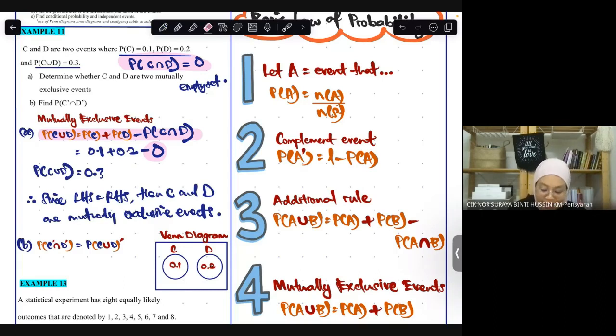Kalau you mula dari Venn diagram, just label the C first. Okay, label the C first and then masukkan dalam bulatan C ni, this is the probability of 0.1, and then dalam D ini, this is the 0.2 because it's given to us, right? And so what is the rest of the numbers here? The rest of the numbers here are what? 0.7.